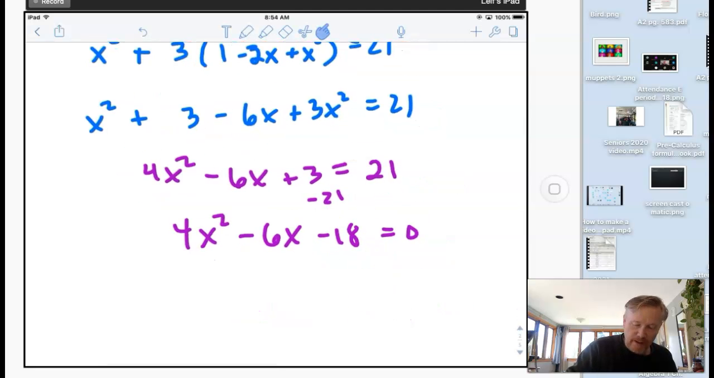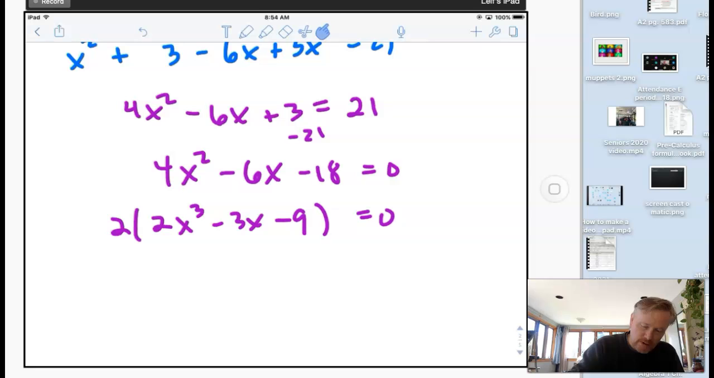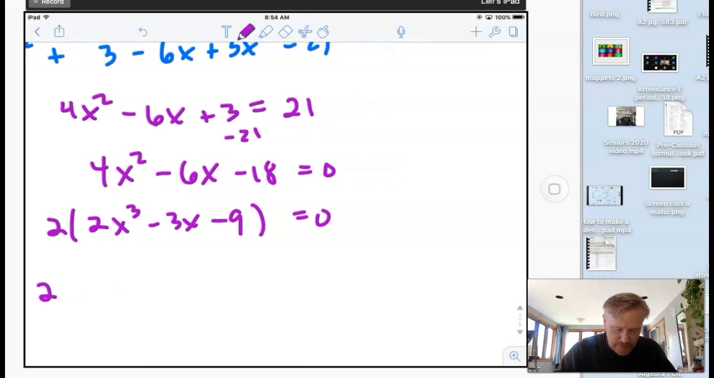Now that's something I can factor, okay? Either factor and solve it, I pull out a 2, and I got 2x cubed minus 3x minus 9 equals 0. You factor and solve that. I go a times c, which is negative 18. Things that multiply to negative 18 and add up to negative 3 would be negative 6 and 3.